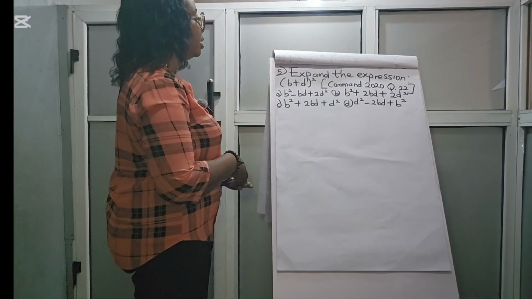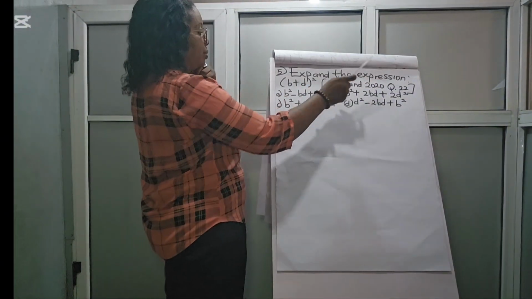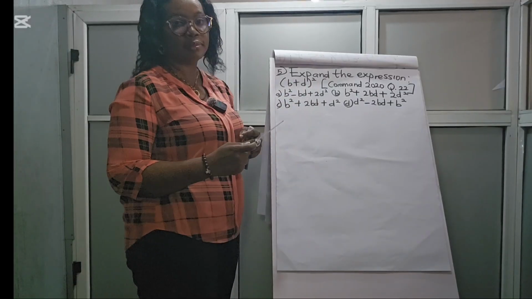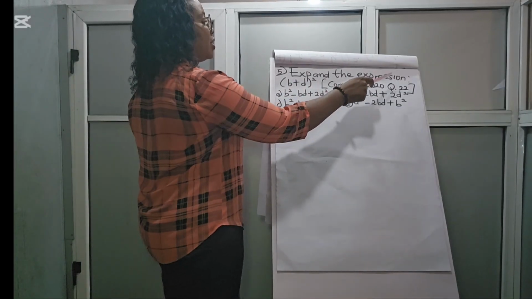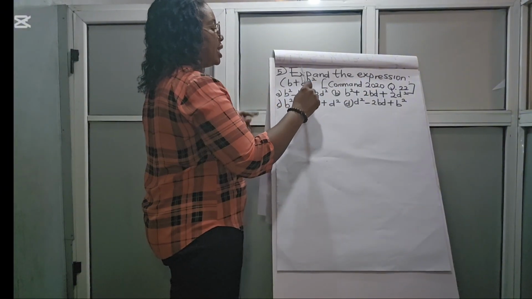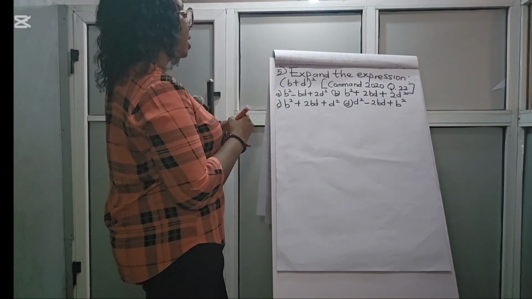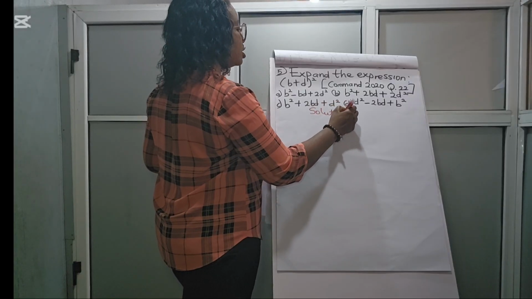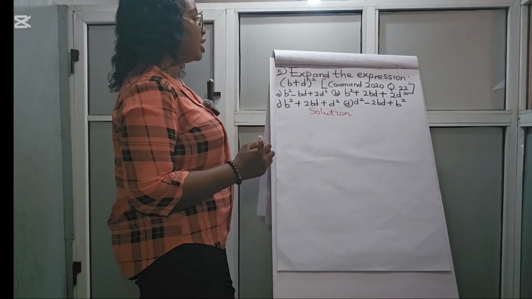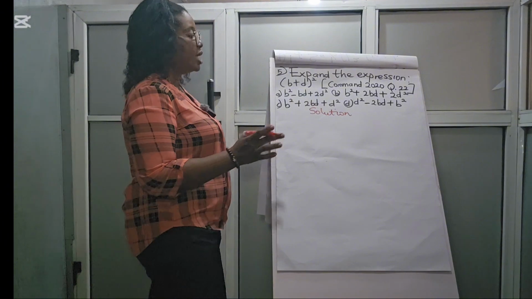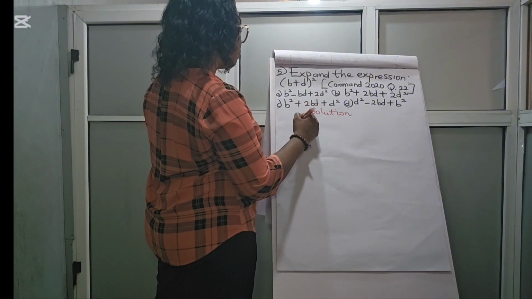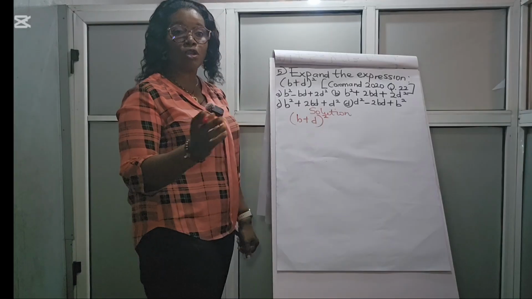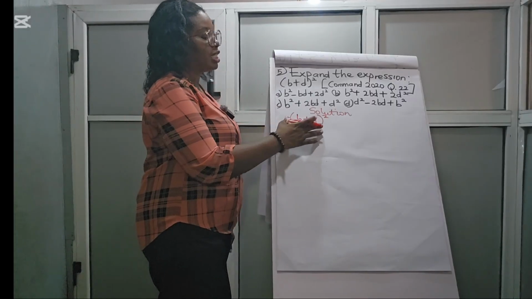Expand the expression (b plus d) all squared. Expand the expression (b plus d) squared. This is a typical question from a past exam, year 2020, question 22. And this is an example of an expansion question in algebra, where you have to expand this.